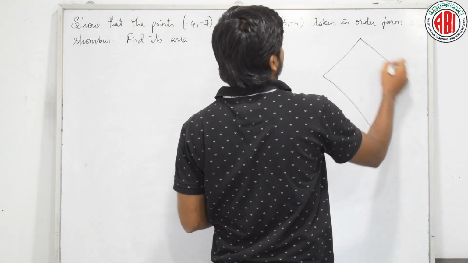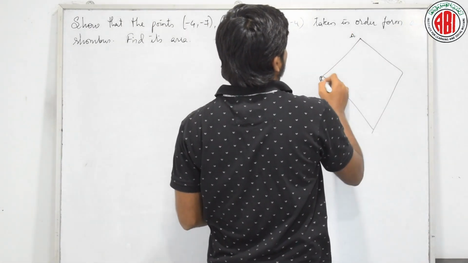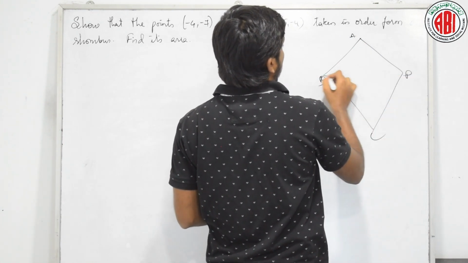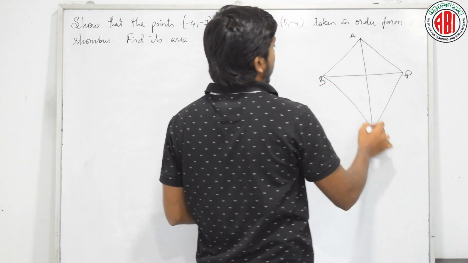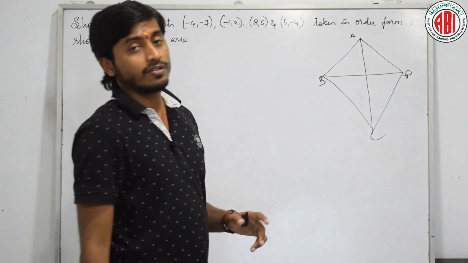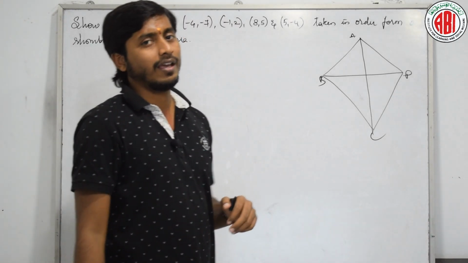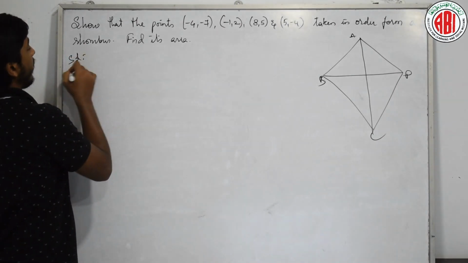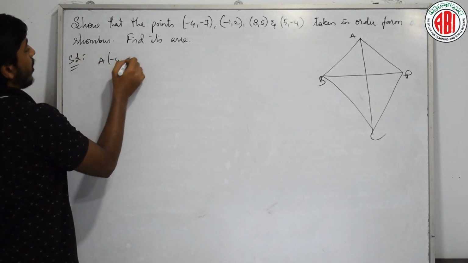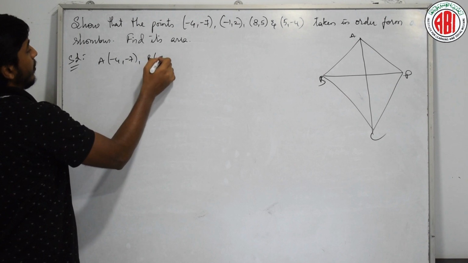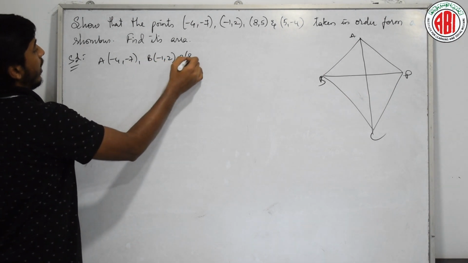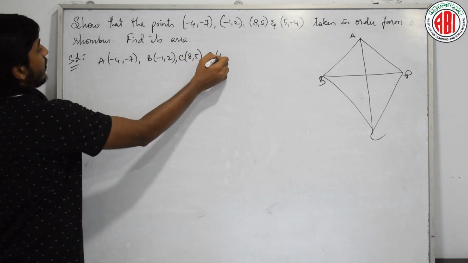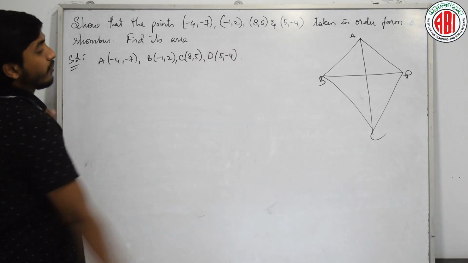Rhombus A, B, C, D. Rhombus का condition क्या है? All sides must be equal and the diagonals also should be equal. Okay. See here, tell me. Let us write A (-4, -7), B (-1, 2), C (8, 5) and D (5, -4). Okay.